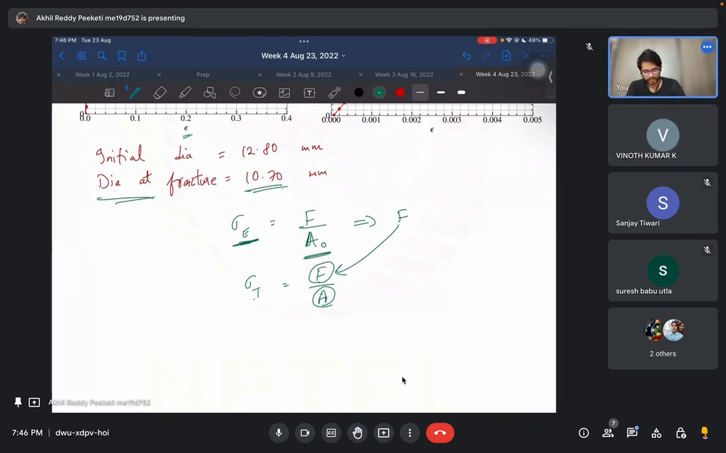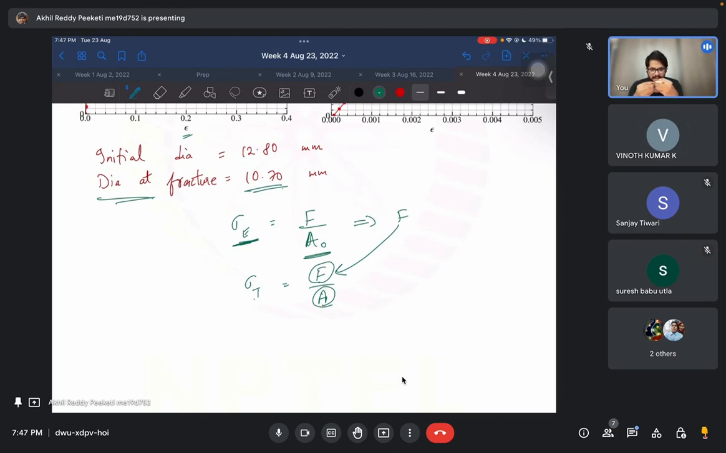See, the true stress is the actual stress, but we can't exactly find that. So that's why what we do is, because we are engineers, we take the initial area and then just take the ratio of the force with that area and call that engineering stress when we are doing the tensile test. But engineering stress is not the actual stress in the material. Actual stress in the material depends on the actual force and the current instantaneous area.